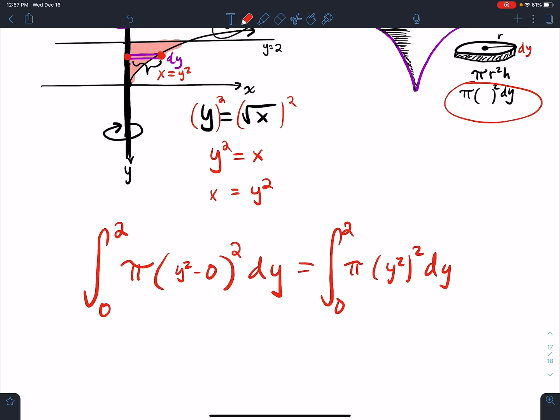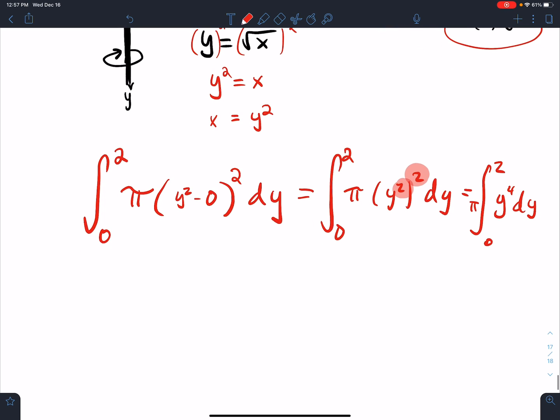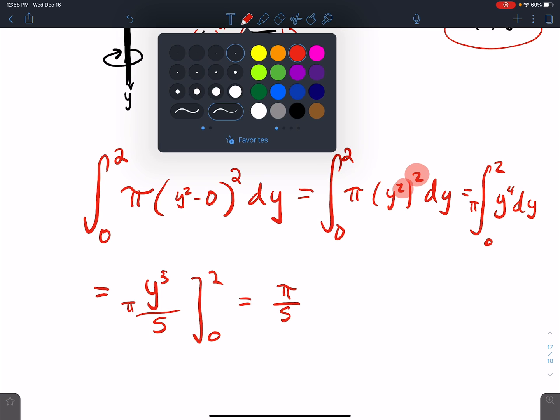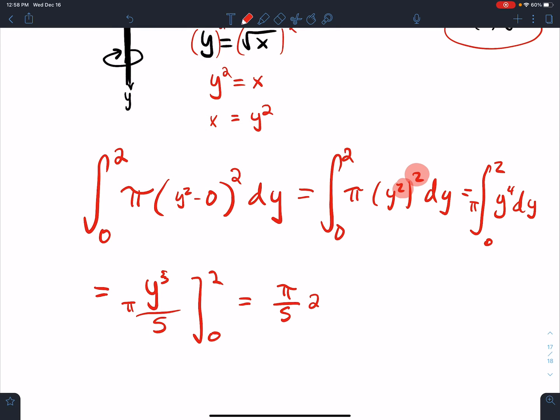Yep, I square a square. What do I do with power to a power? I multiply the exponents. So I'm going to pull the pi out, integral from 0 to 2, and that's y to the 4th dy. Okay? If I integrate, that's y to the 5th over 5 times pi, integral from 0 to 2. So that's pi over 5, 2 to the 5th, minus pi over 5, 0 to the 5th.